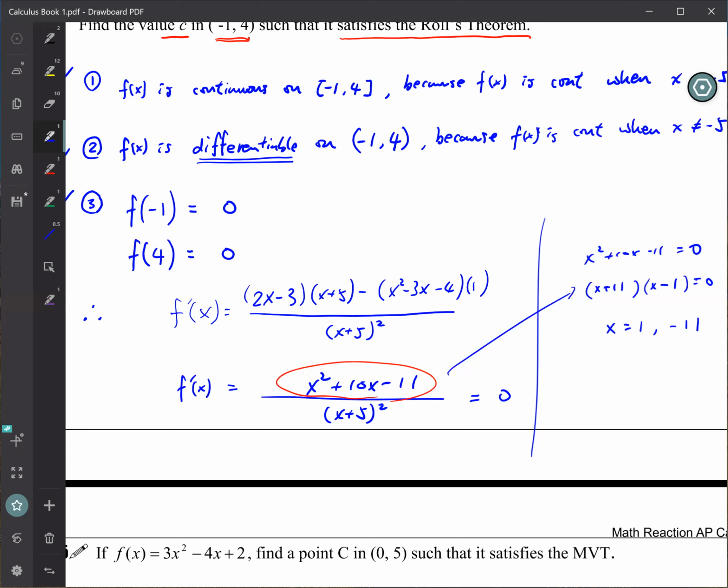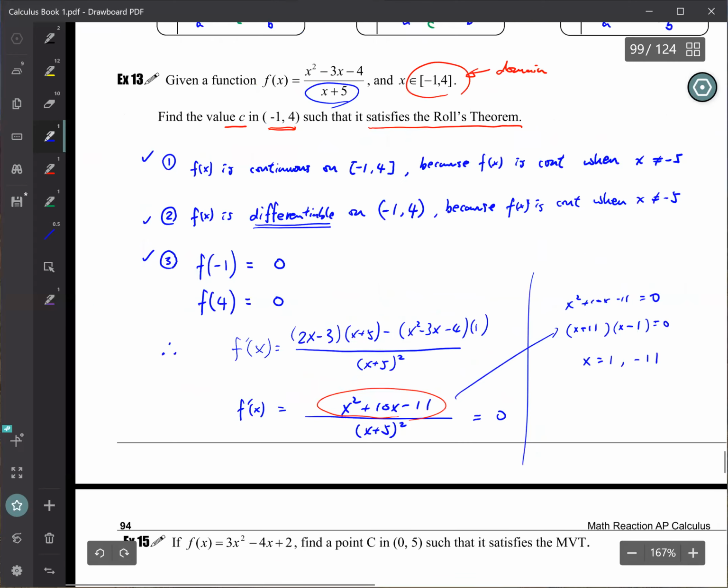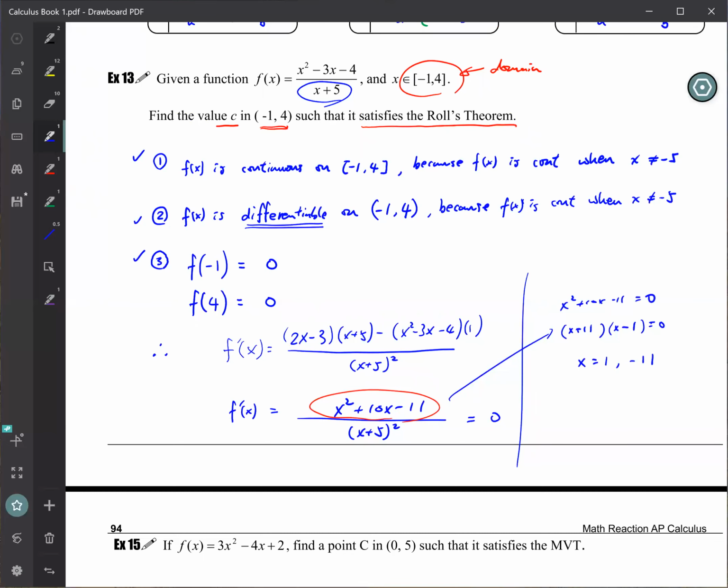But do we keep both answers? Is there a reason that we should reject any answer here? Are we looking only for in between negative 1 and 4, though? Because that's the domain. So take a look. Does the question tell you to look inside there? Yes, okay. Find the value c, right? Even though it says c, c is like x. C is some number.